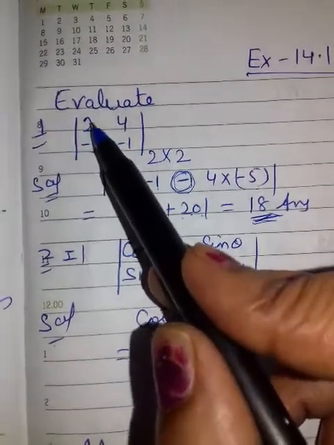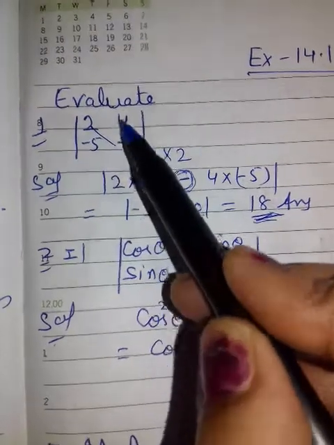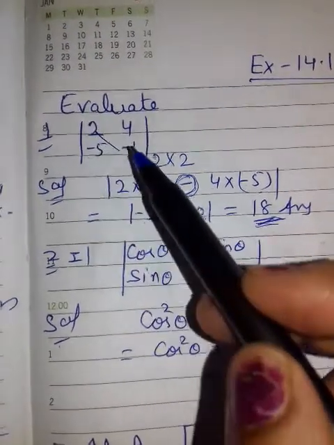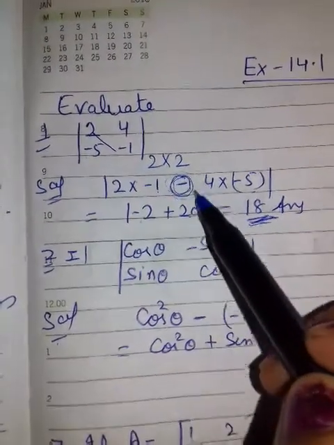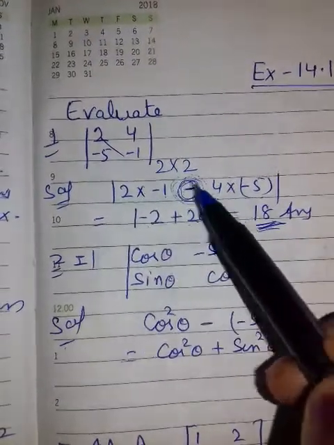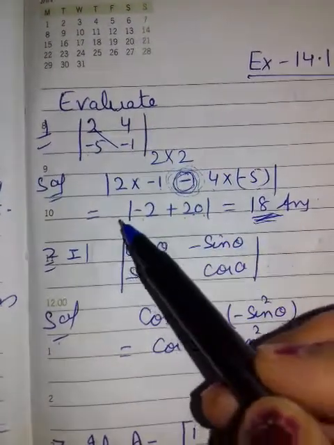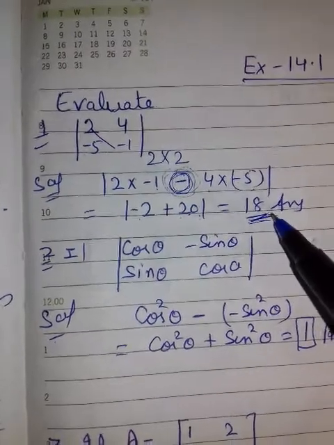I told in the procedure also, you will multiply in cross form. You will multiply this with this and keep the negative sign in between them, then multiply here. After solving, you are getting 18.